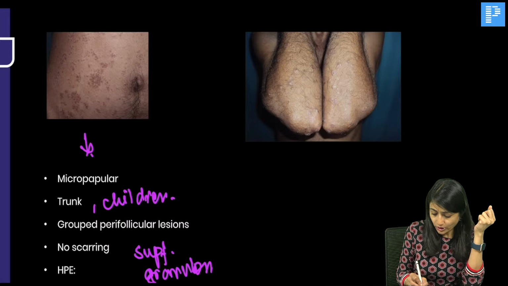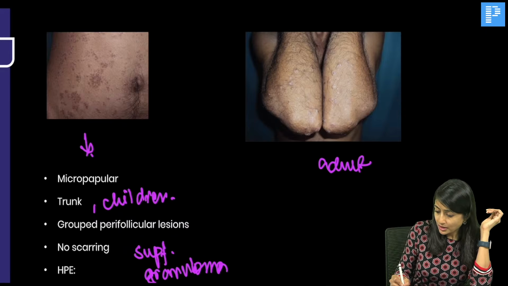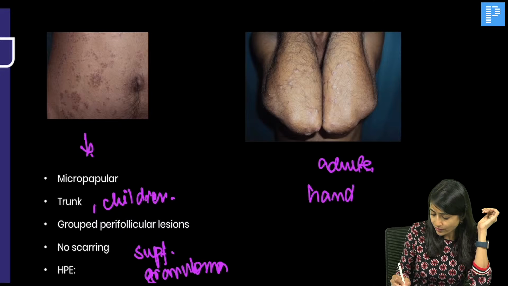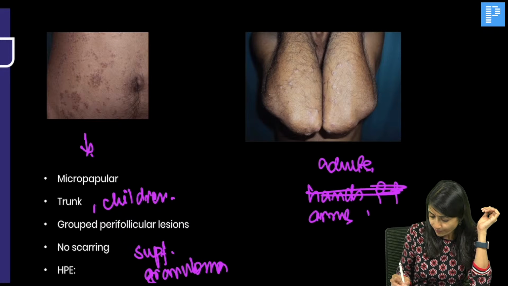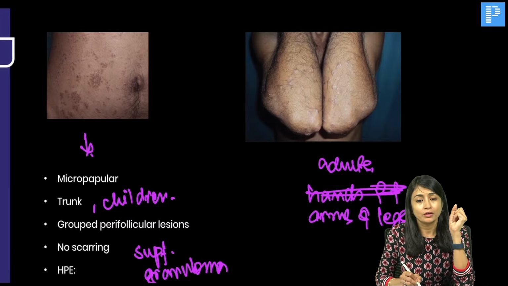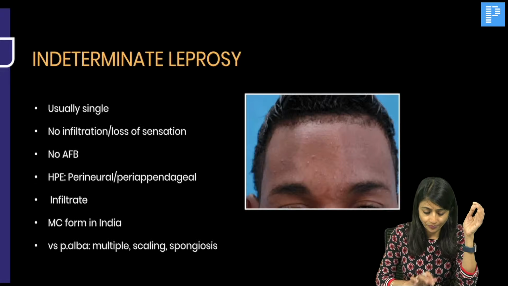Whereas papulonecrotic tuberculid is the reverse. It is seen in adults, it is present on hands and feet, exposed parts basically. So, arms and legs, you see necrotic papules which are there, right. So, you should be able to identify the 2 kinds of tuberculids.